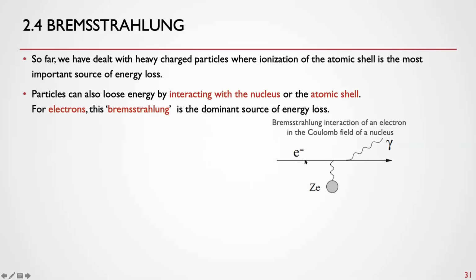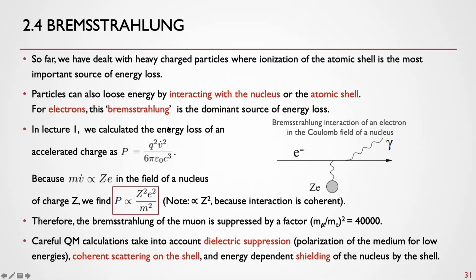Bremsstrahlung is the process depicted here. It's largest for the lightest particle because it goes with the square of the acceleration, exactly as synchrotron radiation. Bremsstrahlung is the interaction of, for example, an electron in the Coulomb field of a nucleus. So it gets accelerated a little bit, and because of its acceleration, it emits a photon. It's important to know, for detector applications, that Bremsstrahlung is the dominant source of energy loss.